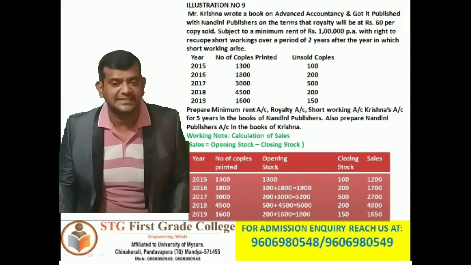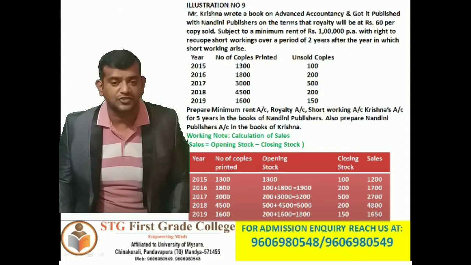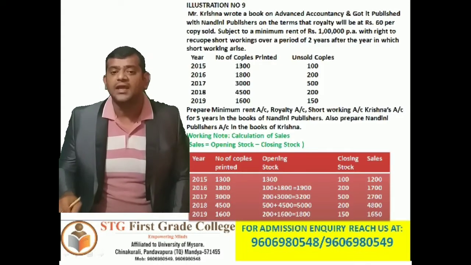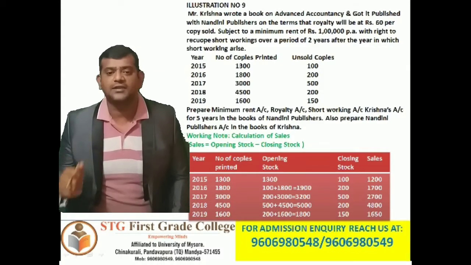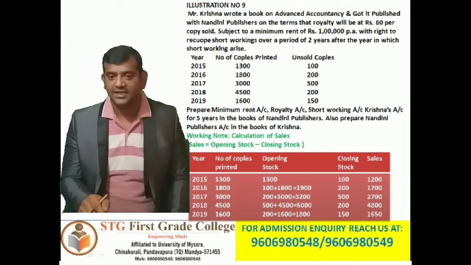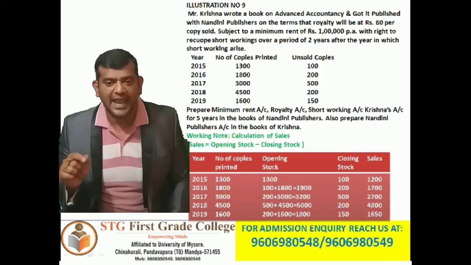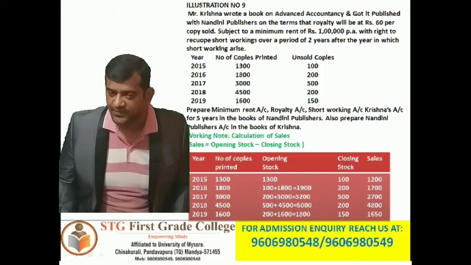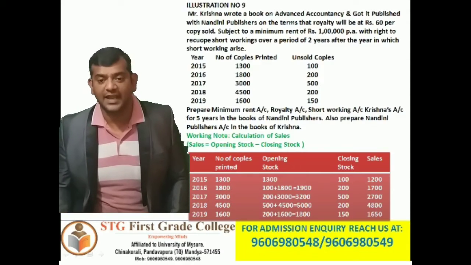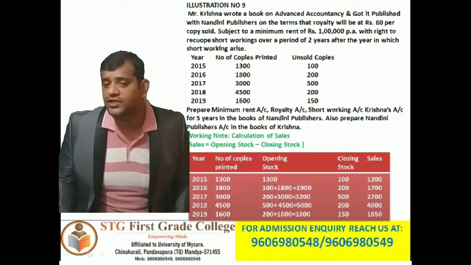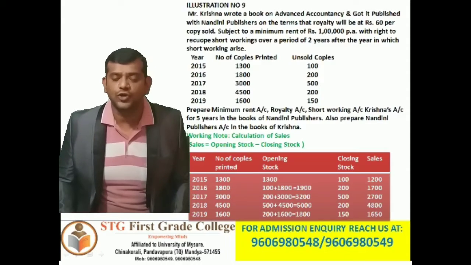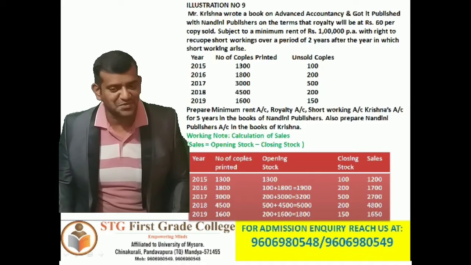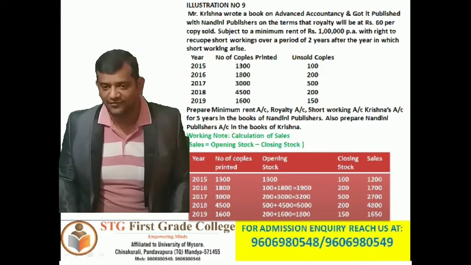In the year 2016, number of copies printed 1800. So what was the opening stock? Previous year closing stock is the opening stock for the next year. So 100 books carried down to 2016 plus 1800 books which have been printed in the year 2016. So 100 plus 1800 equals 1900 books. Out of that, unsold books, that is closing stock, 200 books. So 1900 minus 200, so the sales will be 1700 books.